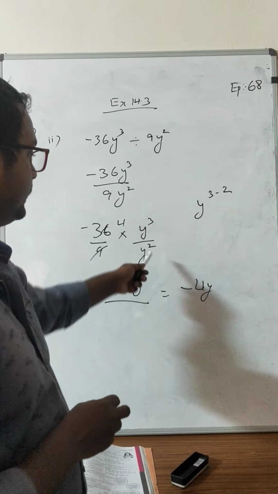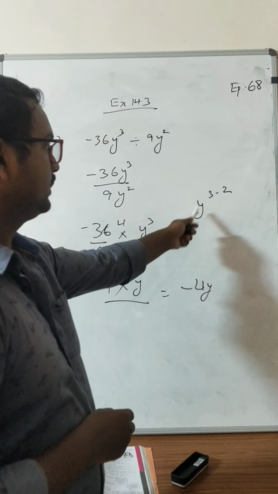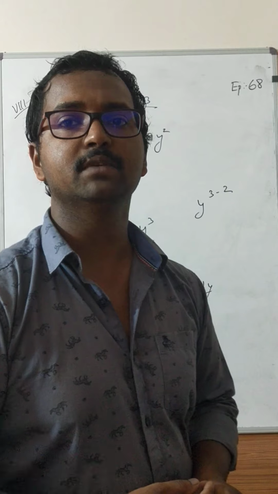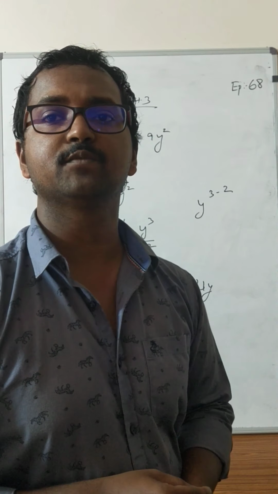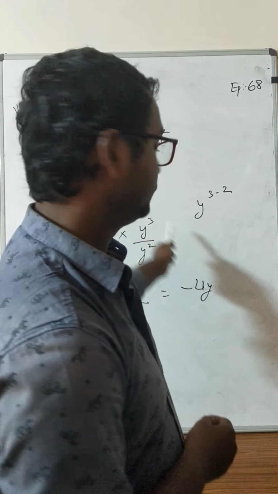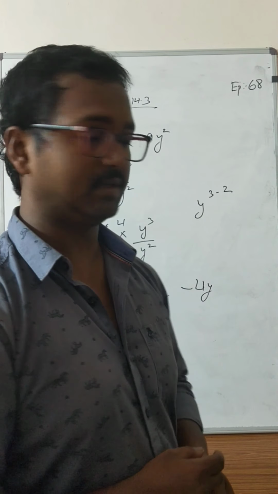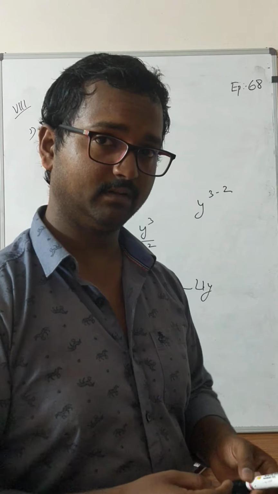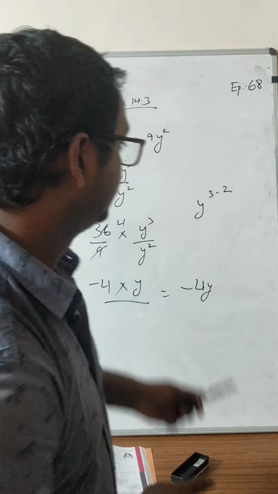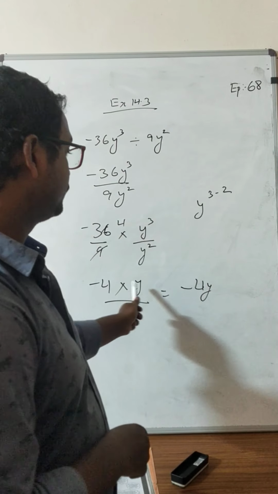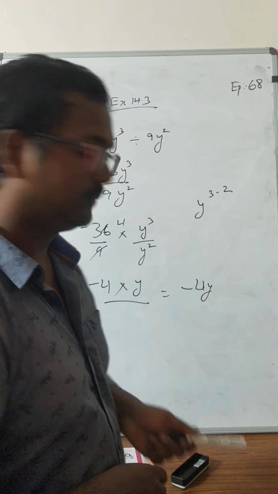Okay, here I have applied the identity, that's why I wrote like this: y 3 minus 2. Whenever the base is same and the numbers are in division, we know that we have to subtract the powers. Okay, from the number which is in the numerator, with that number's power, we have to subtract the number which is in the denominator, that number's power. Okay, so we get y 3 minus 2. So our answer is y power 1. Minus 4 into y power 1 is minus 4y. Okay.